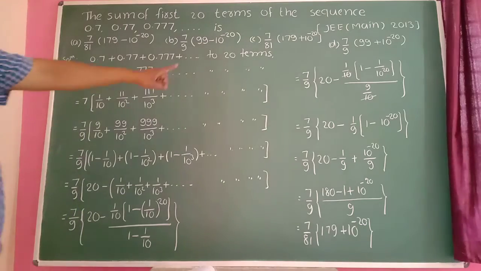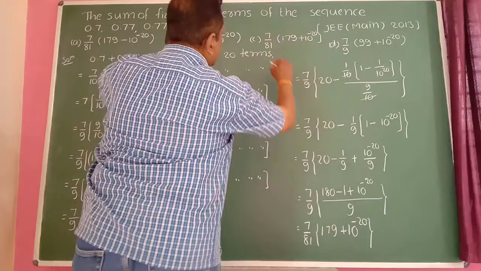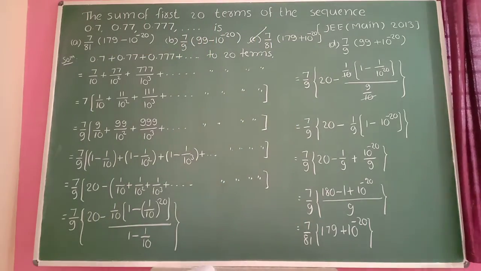So therefore third option is 7 by 81 into 179 plus 10 raised to minus 20. So C is the correct option here.